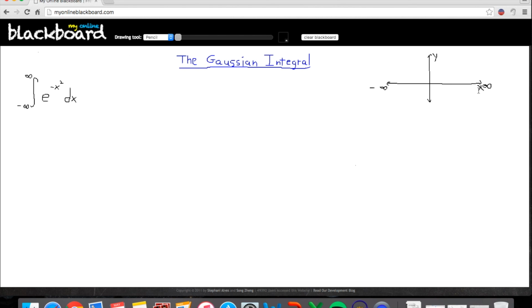Now, this graph is actually very simple to sketch. So at the origin, x is 0 and e to the 0 is just 1. So this is 1. Now as it approaches infinity on both sides, since it's squared, you'll notice that the graph looks something like this, where it kind of approaches 0, but never quite hits it. And this is what the graph of e to the negative x squared kind of looks like. Of course, it's symmetric on both sides, but let's get into its derivation.